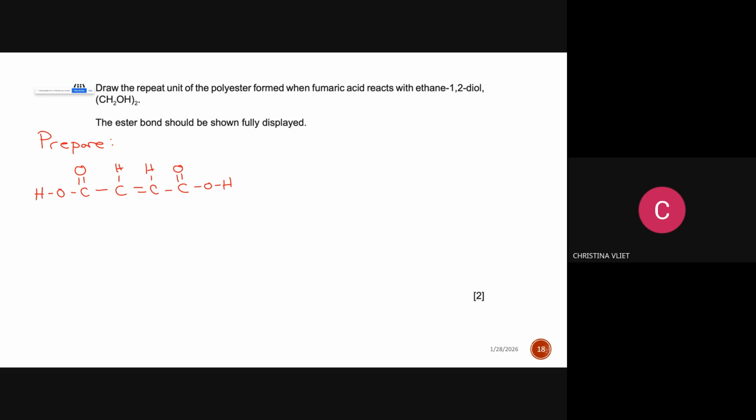And I'm mixing that with ethane-1,2-diol. So I'm putting that together with H-O, and I don't need to write this displayed, so I don't want to, C-H-H, C-H-H, because I want to make sure we are satisfying the octet rule, so I'm fully displaying everything. All right, so this is the preparation.